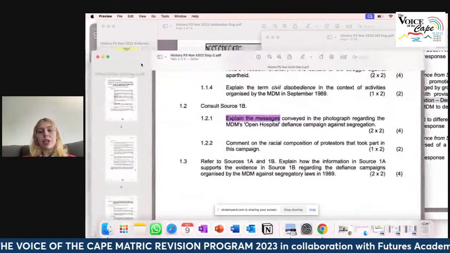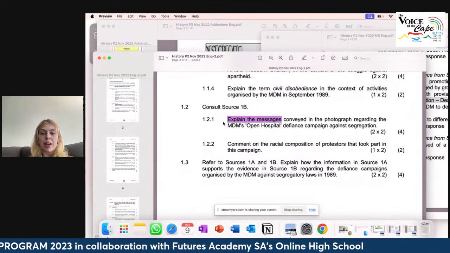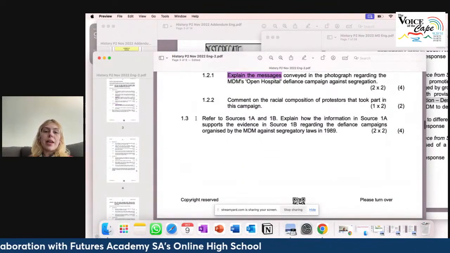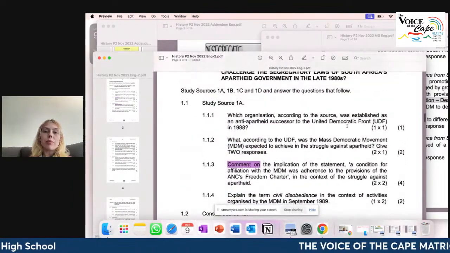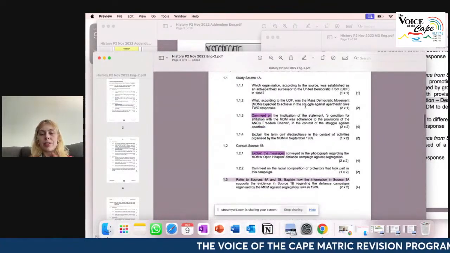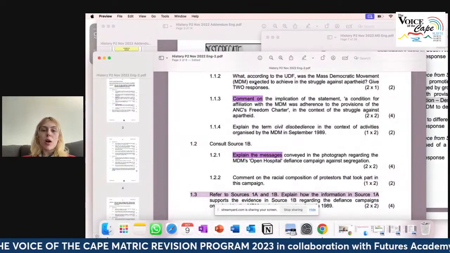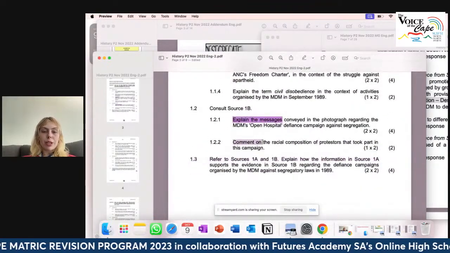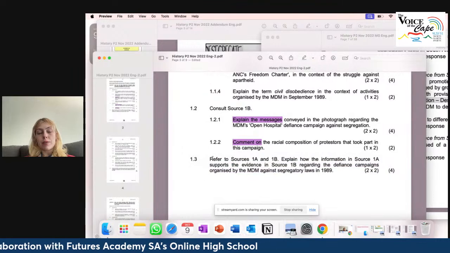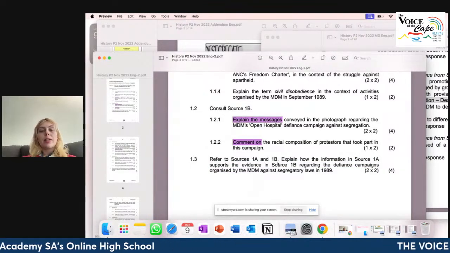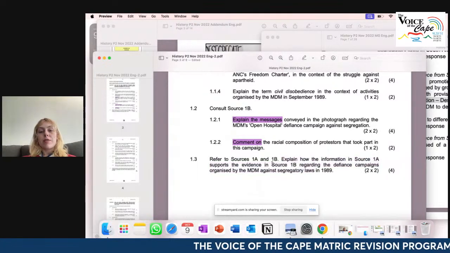Okay, and then it says comment on the racial composition, 1 times 2. They just want you to say that people of different races took part in the campaign. Okay, and then we have a question about how one source supports the other source. Do note that particularly with this question, there's a lot of history skill questions. And if you didn't know how to answer these questions, like comment upon, explain the message, comparison of sources, you would struggle to do this across the board, regardless of what the question is. So knowing these history skills is also a particularly important part of studying for history.